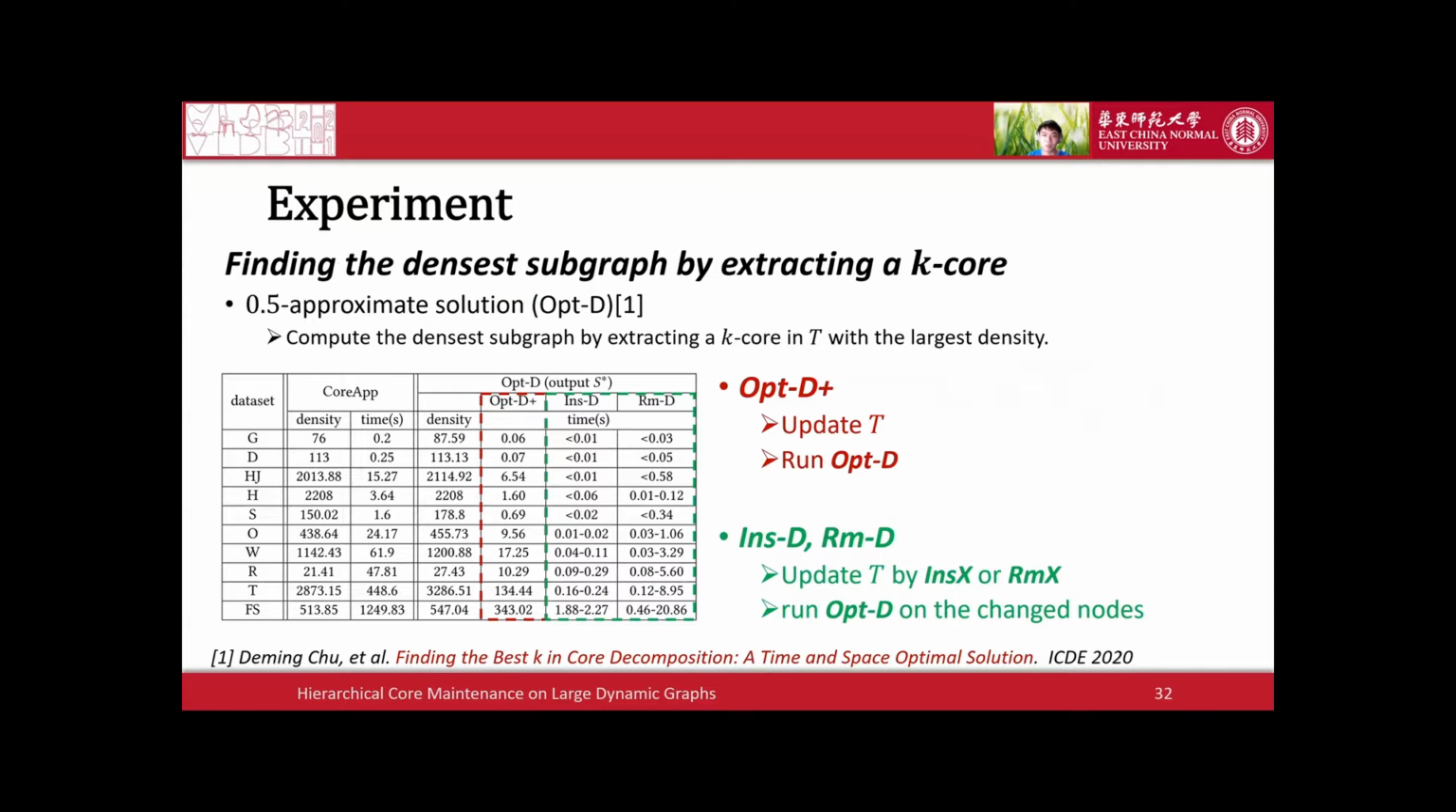Recently, an approximate solution was proposed that extracts a K-core to find the densest subgraph. The baseline solution for a dynamic graph first updates the tree and then computes the largest density subgraph. In this experiment, we apply our algorithms to the solution, which is to update the tree by our incremental algorithms, and then recompute the largest density subgraph on the changed node. We can see that the runtime is smaller than the baseline by up to 3 orders of magnitude.